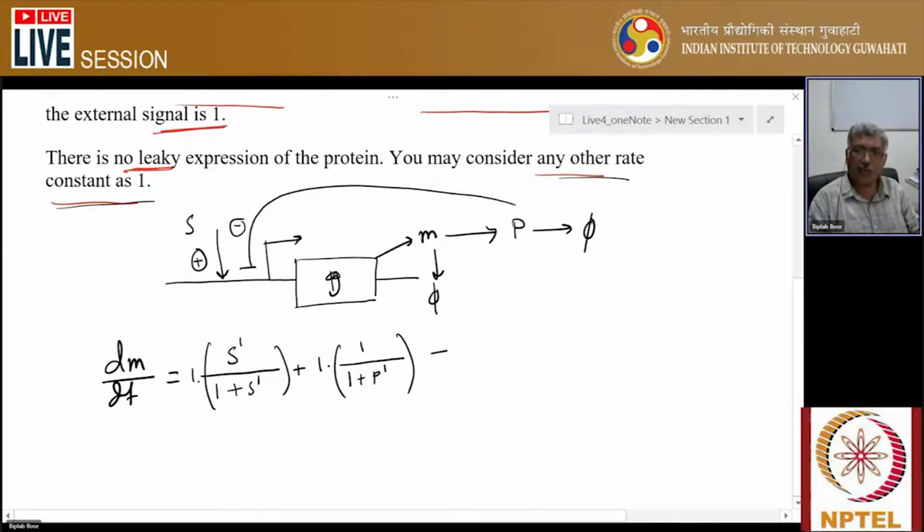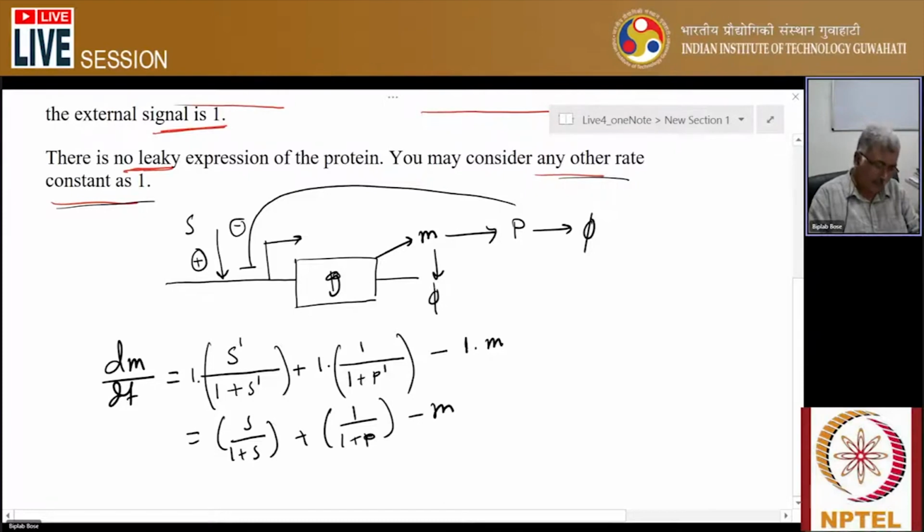These two terms are the production. Now, degradation of the mRNA. I will again consider, as the question said, 1 as the rate constant for degradation and the concentration of mRNA. So my life is easy. Lots of 1. S, P. So let me write it down cleanly. I will have S by 1 plus S plus 1 by 1 plus P minus M.